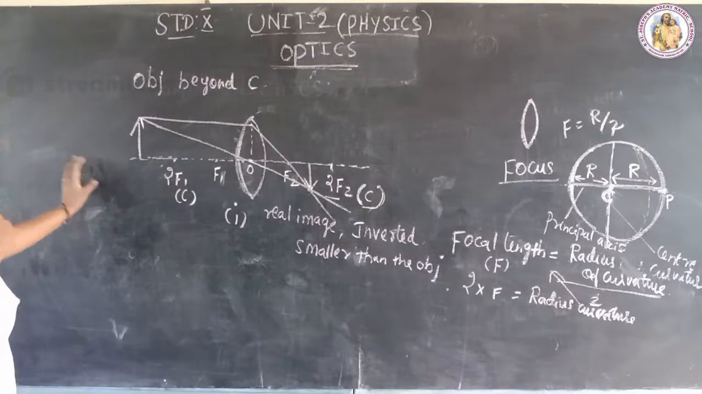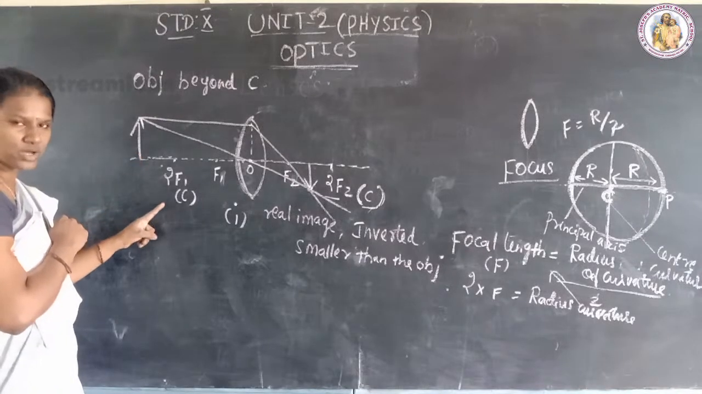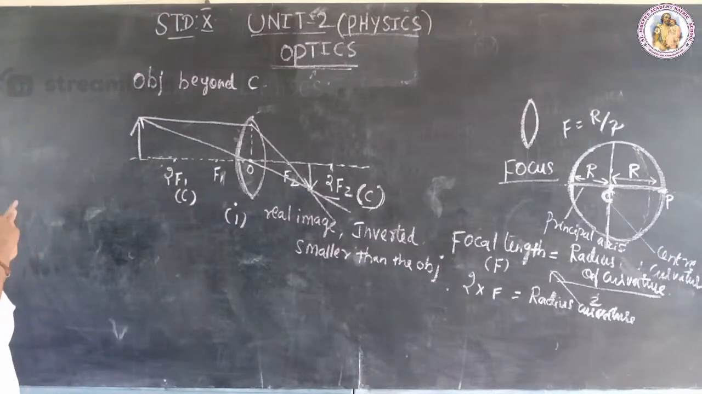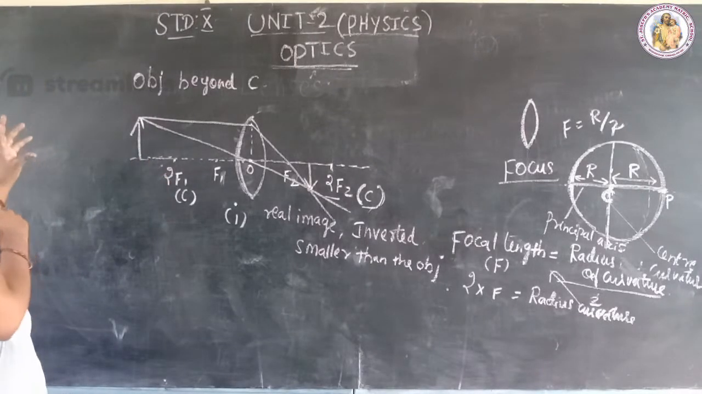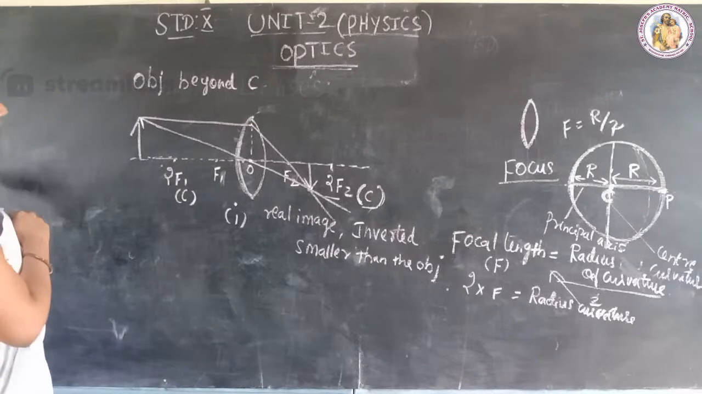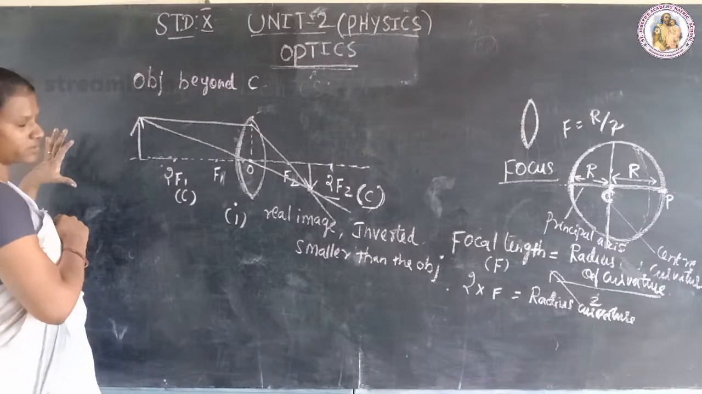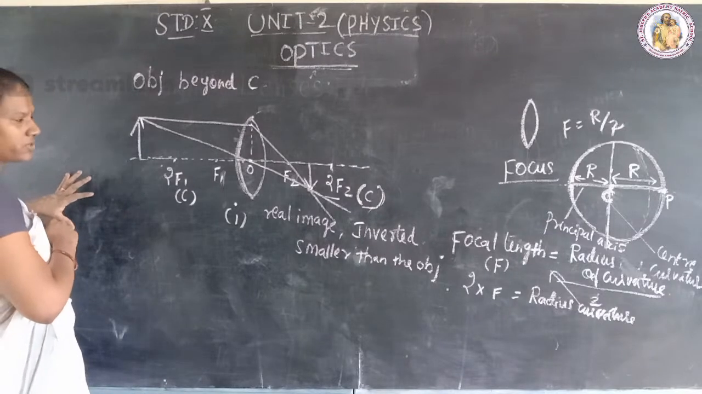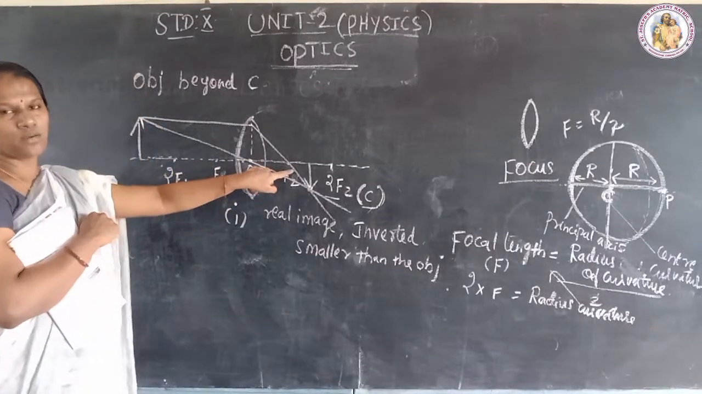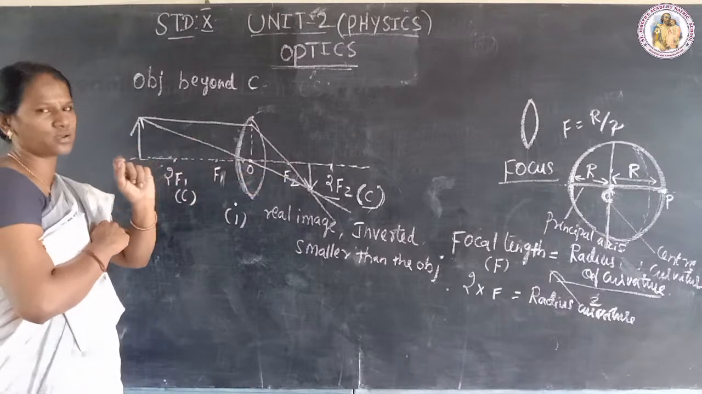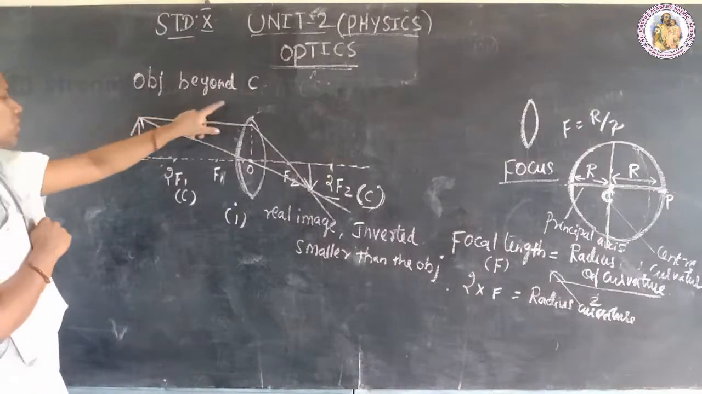In the first case, if we place the object very far from the center of curvature of the lens, at infinity, all the incident rays are parallel to the principal axis and they converge at the focus point. So we get a very small image. Then what about if the object is placed beyond C?